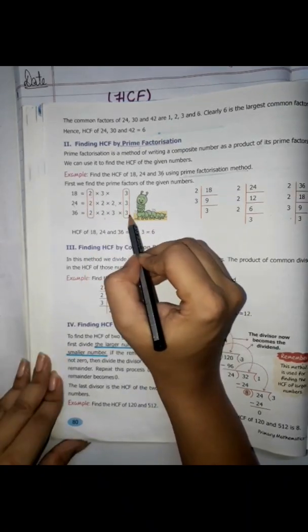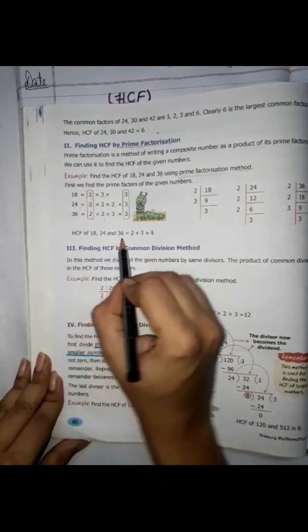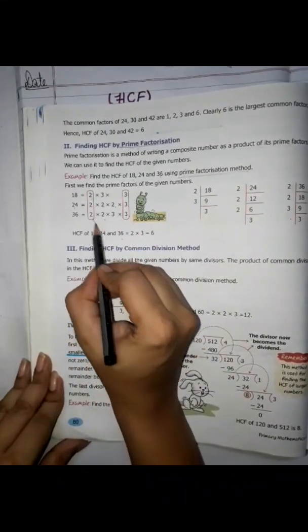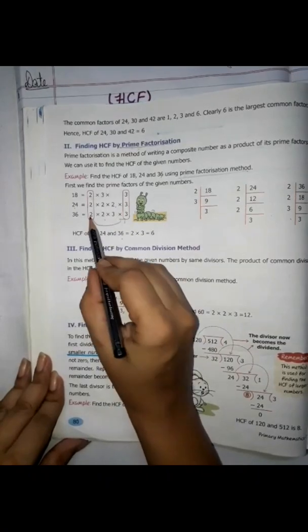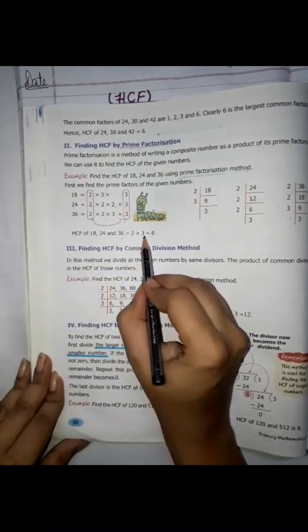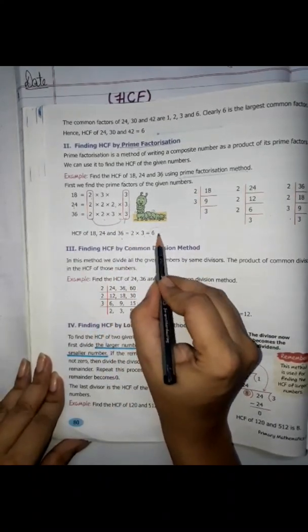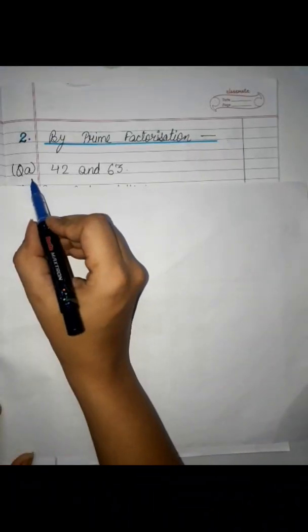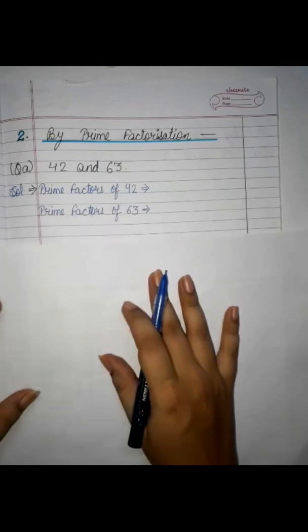2, 3 is commonly among 3. So now the HCF of 18, 24 and 36 is 2 into 3. These two prime numbers we will take. 2 into 3, that means 6 is our answer. Now the A part of the exercise we will solve here.